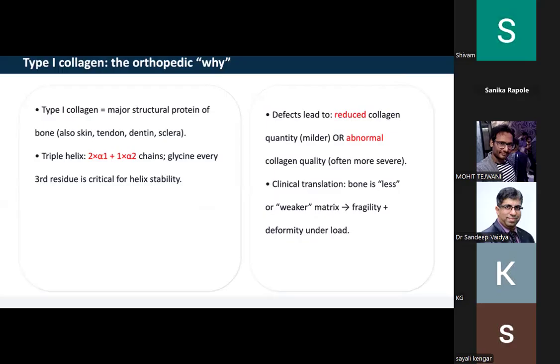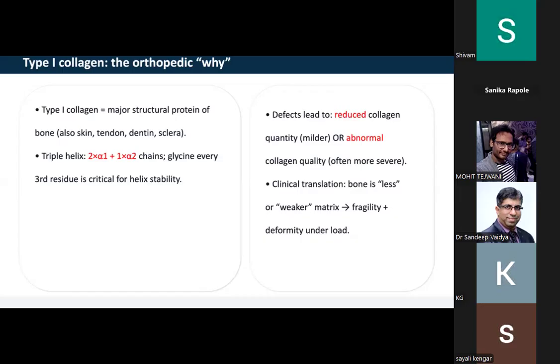This type 1 collagen has a triple helix structure, which has two alpha 1 chains and one alpha 2 chain. And there is glycine at every third residue. Glycine, as we all remember, is the smallest amino acid, and what that does is it helps the helix pack very tightly. And any substitution in this is going to disrupt the stability of the entire construct. So to translate clinically, if we have less collagen, the bone is going to be underbuilt and will lead to fragility. And if we have abnormal collagen, the bone matrix is going to have poor quality, which will lead to fragility, deformity, and more severe phenotypes.